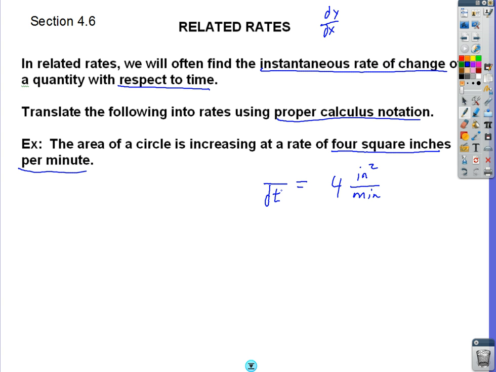Now how can I do the area of a circle? Well, I can just go A for area. But again, they say that it's increasing at a rate. So a rate, that's the derivative of my area with respect to time. Now it is increasing. How can I deal with the word increasing? Increasing means positive. You don't have to put the positive, but I'm doing it for emphasis. Why? Because in the next example we have this.